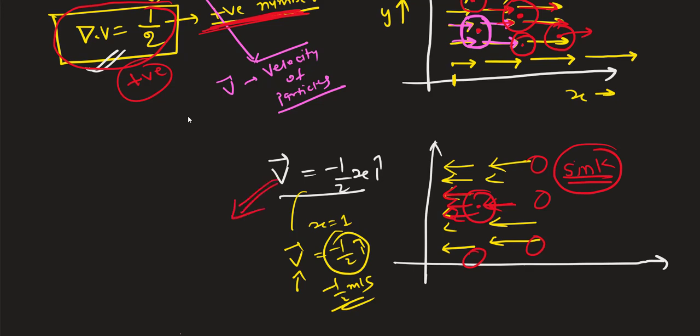If you take the divergence del dot B here, you will simply get minus 1 by 2, and that is a negative number. So that is the meaning of negative divergence. Negative divergence means particles are sinking in at each point of the vector field, and positive divergence means the particles are spreading out from each point in the vector field.